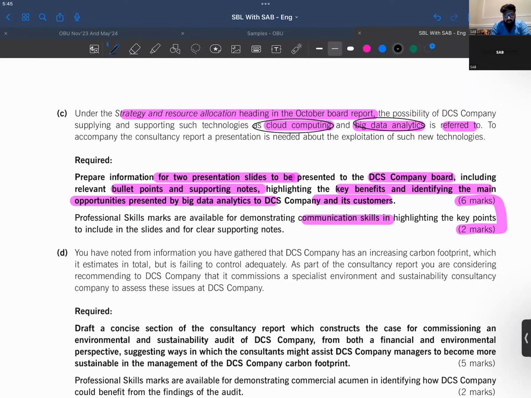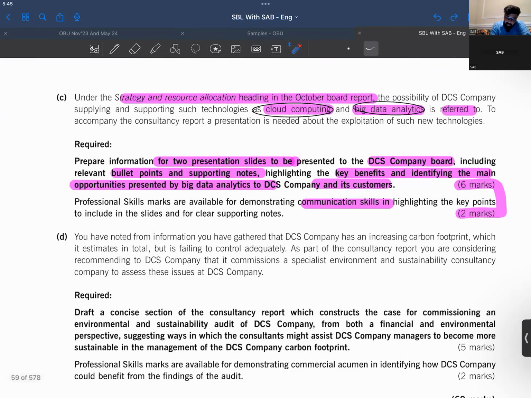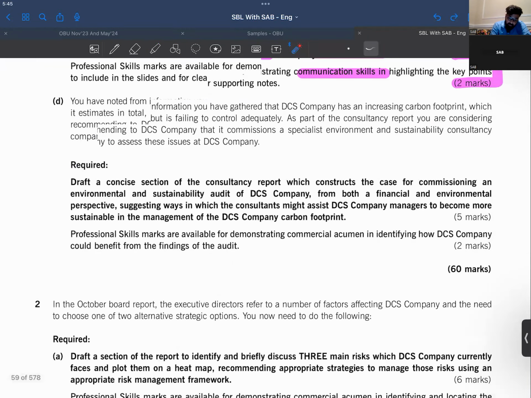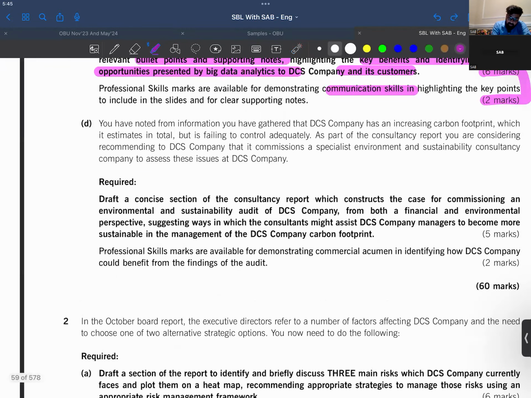So now for big data and cloud computing, you need to make relevant points and slides, and usually on slides you write less because you make bullets. So they want you to identify benefits of cloud computing and big data analytics, and along with that, you have to mention the opportunities presented by big data analytics for DCS to its customers, right? So 8 marks for that. And now the D part. See, it's only the first requirement. You can look into it. It's only the first requirement, right?